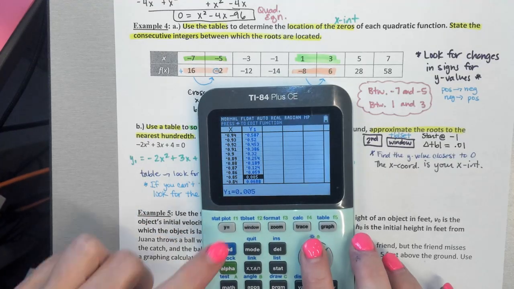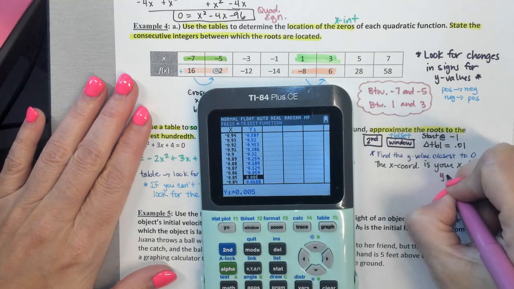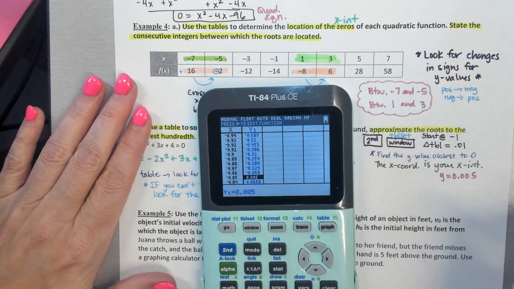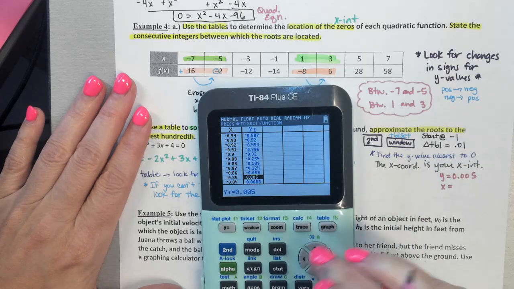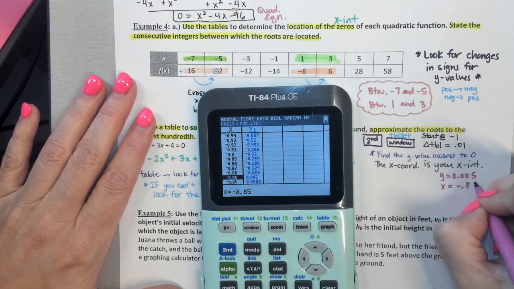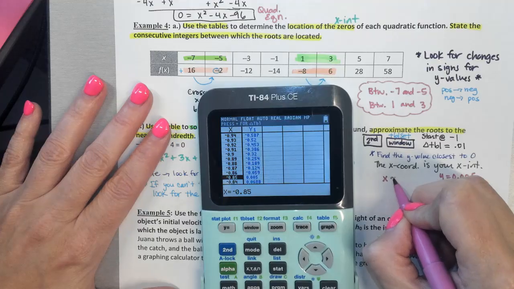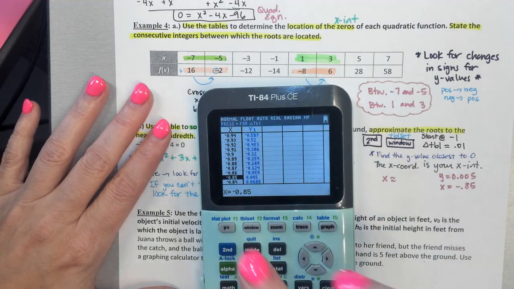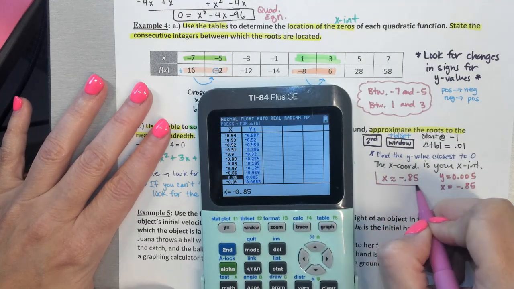Okay, so we have a few here. This is 0.005. This is -0.05. So which one is going to be closer to 0? 0.005. Okay, so when y is 0.005, your x value is -0.85, so that is going to be your answer. And we're going to use the approximation symbol because we can see it's not exactly 0, but it is approximately where your x-intercept is.